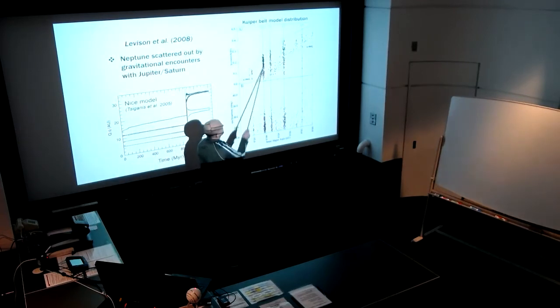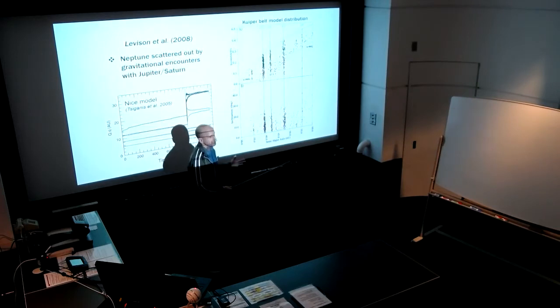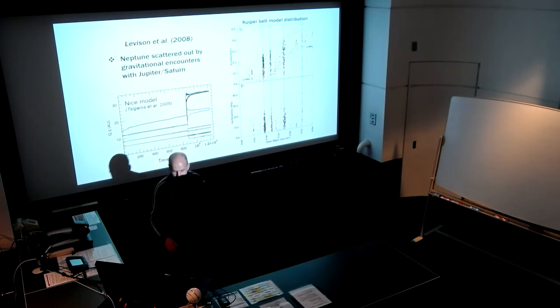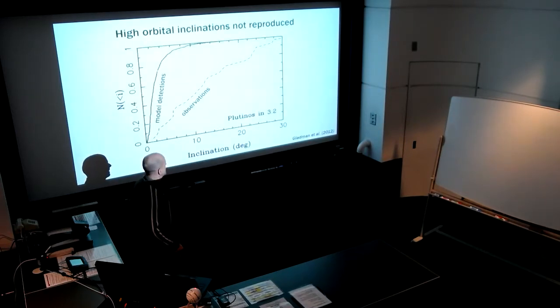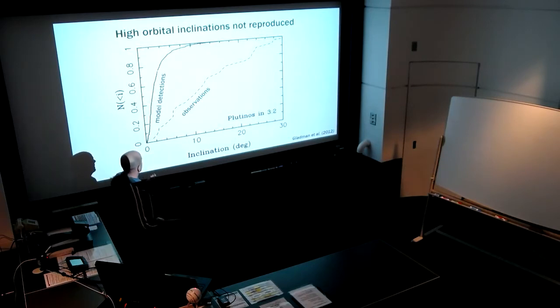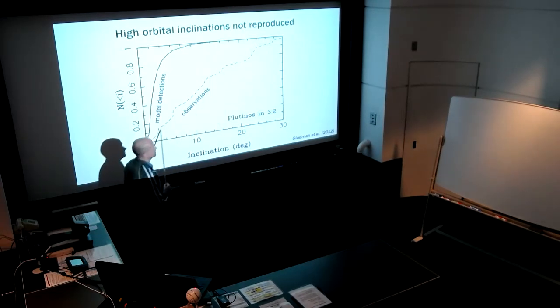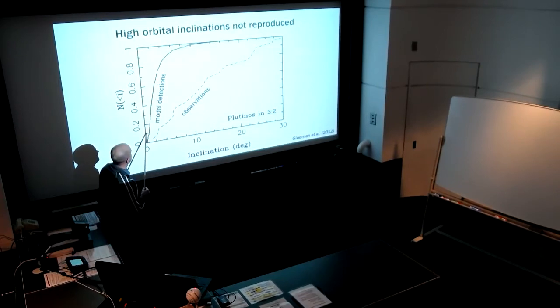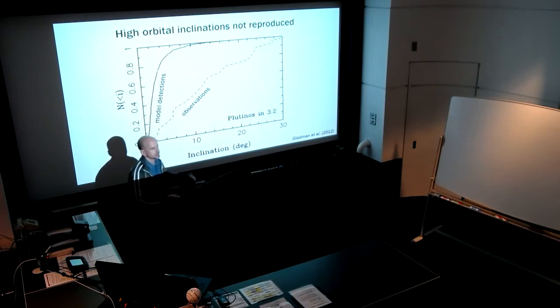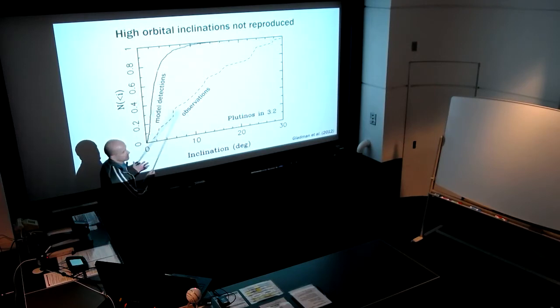Again, they got kind of this resonant population by a slightly different mechanism of capture than in the previous paper, but again, the inclinations are too low. Gladman has quantified this in the Levison et al. model. These are the observations for Plutinos. This is the inclination distribution according to CFEPS observations. And these are the model detections, meaning the model processed through the survey simulator. And they are largely discrepant, right?